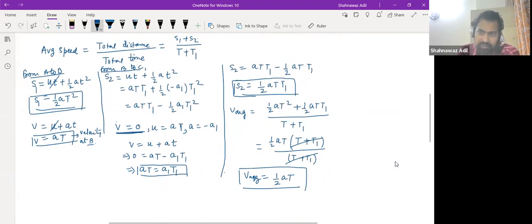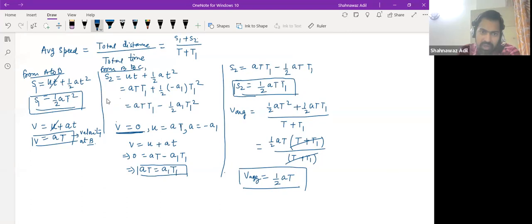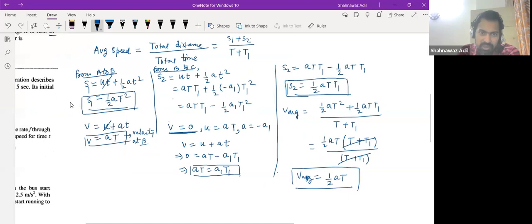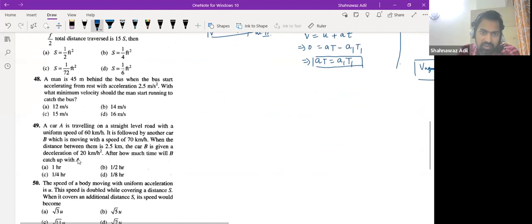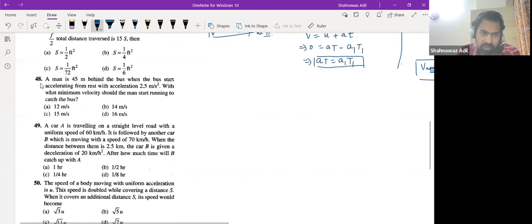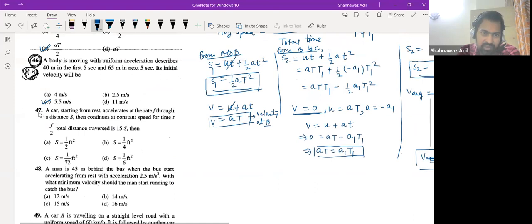Okay, so now we will do some portion of maths, which is needed, with minimum effort. Okay, so the 48th question. The 47th question has some mistake, so we'll not do that, but the 48th question.